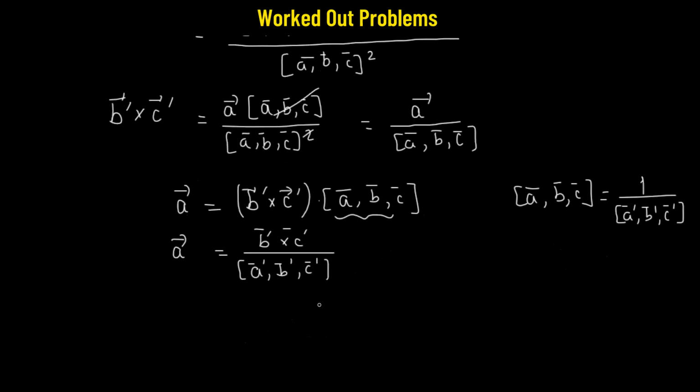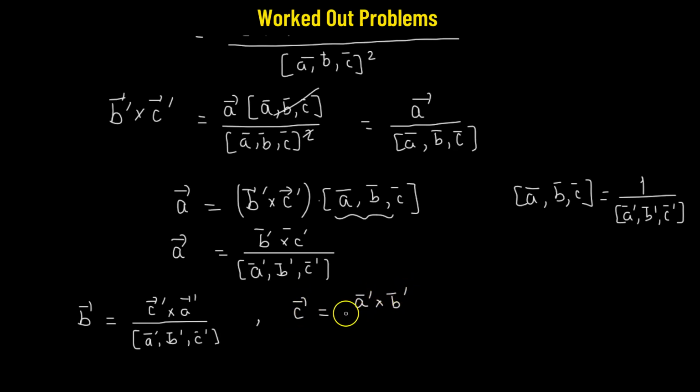Similarly, using the same logic, we can also show that vector B will be given by C prime cross A prime divided by the scalar triple product of the vectors A prime, B prime and C prime. And for vector C, we will have vector A prime cross vector B prime divided by A prime, B prime and C prime. So we have successfully proved the following problem. Let's move on to the final problem.